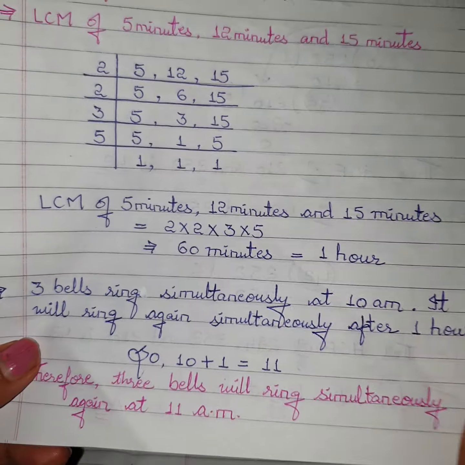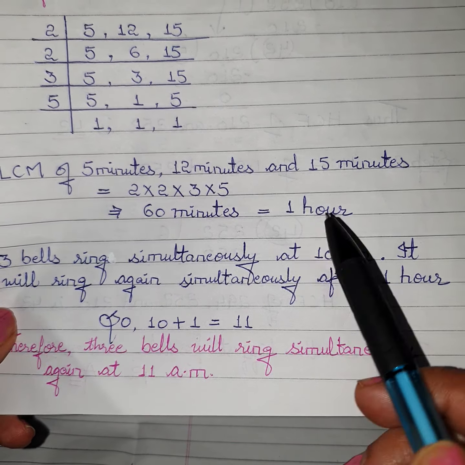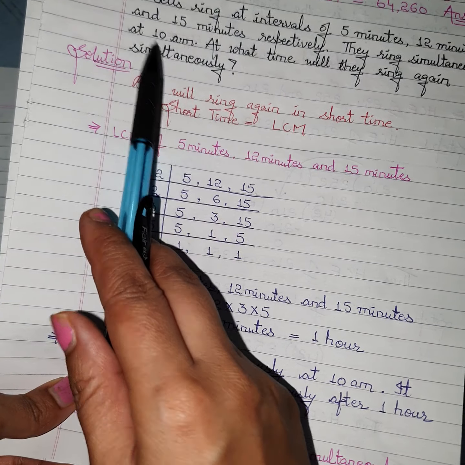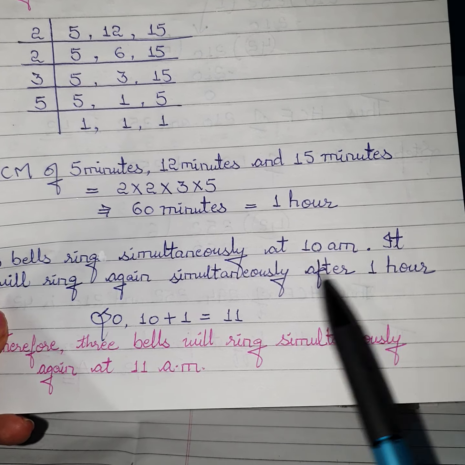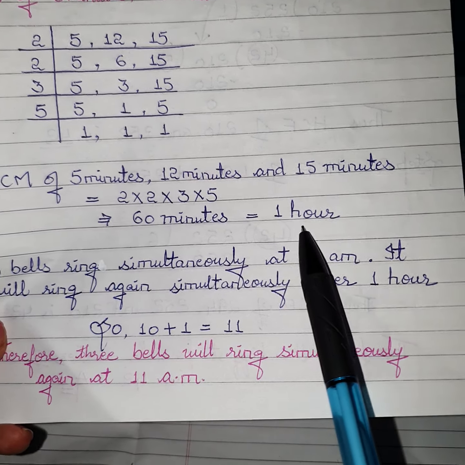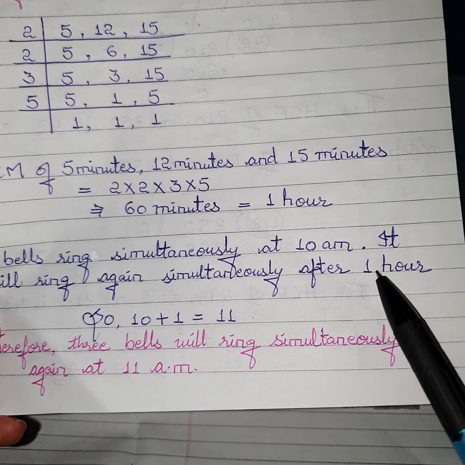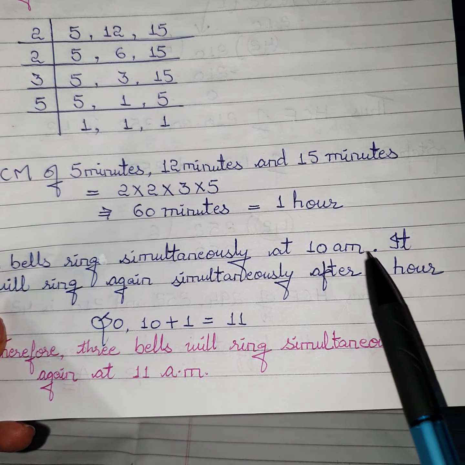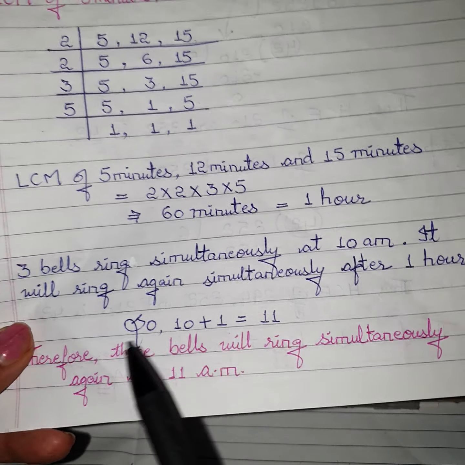Okay. So 3 bells ring simultaneously at 10 a.m. Before, it was given in the question that they rang together at 10 a.m. They will ring again simultaneously after 1 hour. And we have got 60 minutes in our answer. 60 minutes is equal to 1 hour. That means after 1 hour, the bells will ring again together. So after 1 hour of 10, what will be there? 10 plus 1 is equal to 11. Got it?